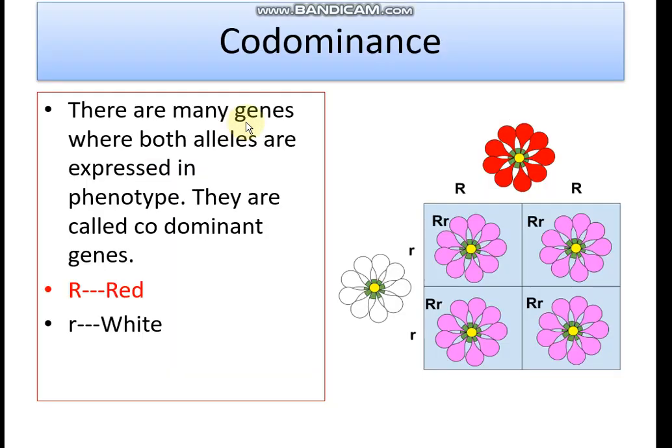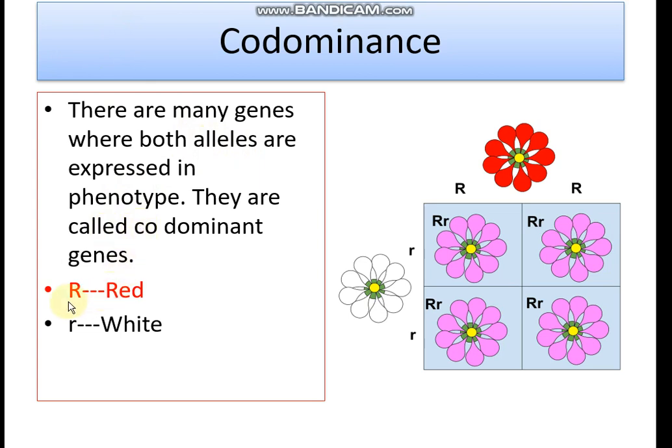Now dear students, before going into the details of codominance using the human ABO blood group system, first understand the concept of codominance using a simple example. Up till now you have learned two relationships between genes: one is dominant and the other is recessive, where one dominant allele completely surpasses the recessive allele. But this is not the case with codominance. There are many genes where both alleles are expressed in the phenotype.